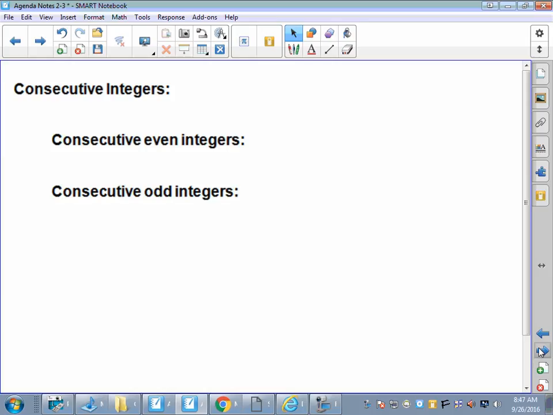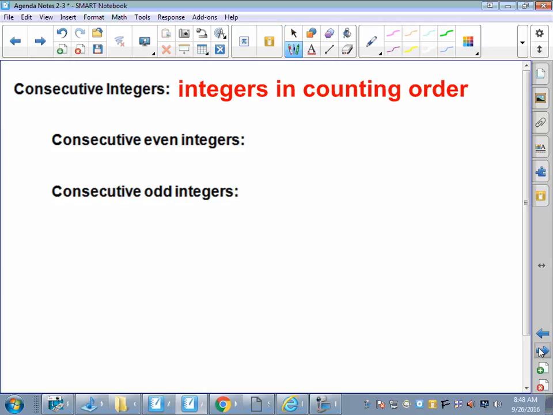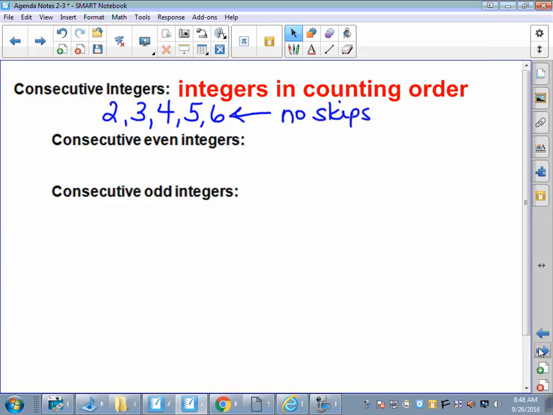Consecutive integers, everybody knows what integers are, right? Whole numbers, positive and negative. It does include 0. So when we're talking about consecutive integers, we're talking about the integers in order. No skipping around, not like 1, 9, 15, negative 2, 7. Instead, I would say like 1, 2, 3, 4, 5. Or 2, 3, 4, 5, 6. No skipping. No going backwards, no nothing.